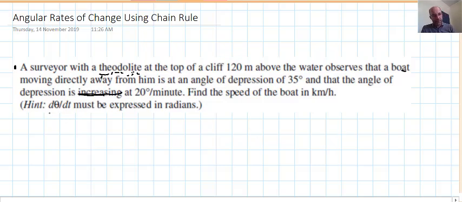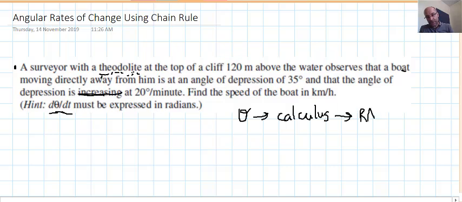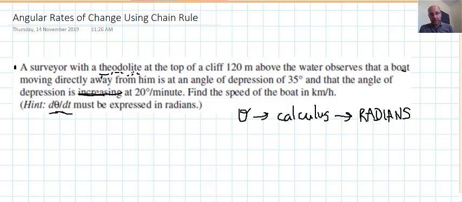Now this one comes with a nice little hint. You must have d theta dt expressed in terms of radians. So when we use calculus, angles need to be defined in terms of radians. That's very important. When you use angles with the derivative like this in calculus, you need to be in radian mode. So use radians for such questions.